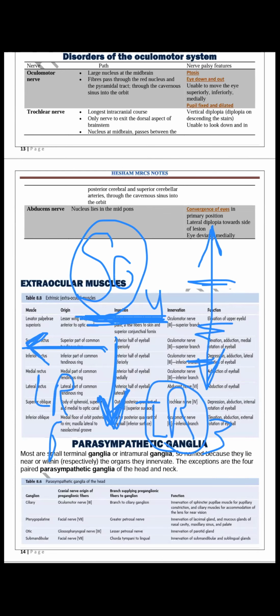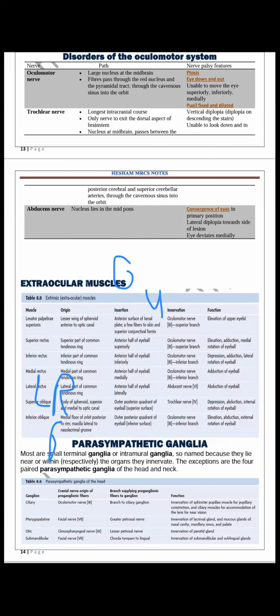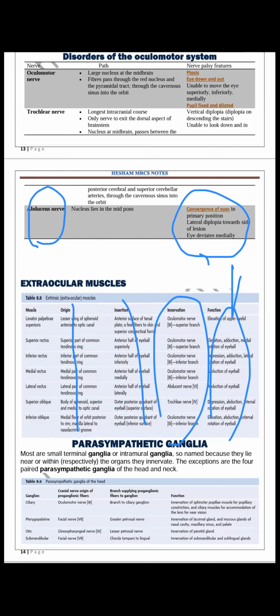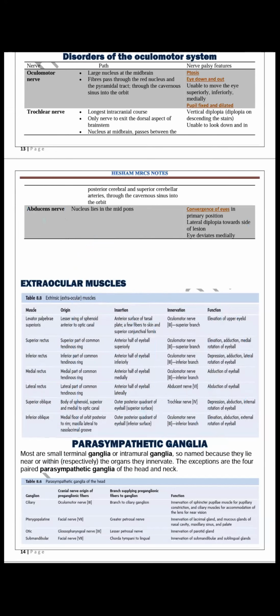But what about the lateral rectus failure? If you have lateral rectus failure, you will have dominant action of medial rectus, so you will have convergence of the eye. Here, origin and insertion are not needed for all extraocular muscles. Innervation and action is the most important.